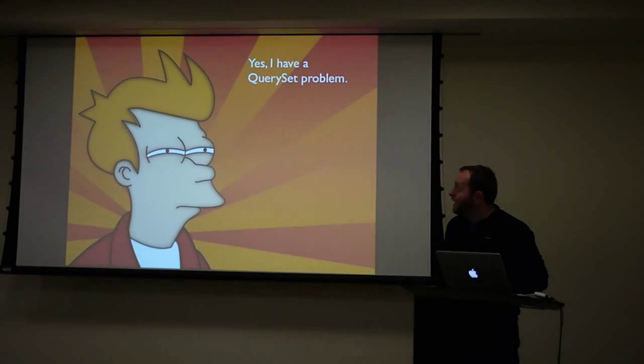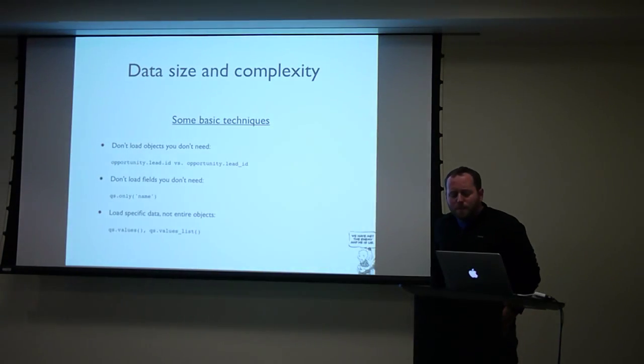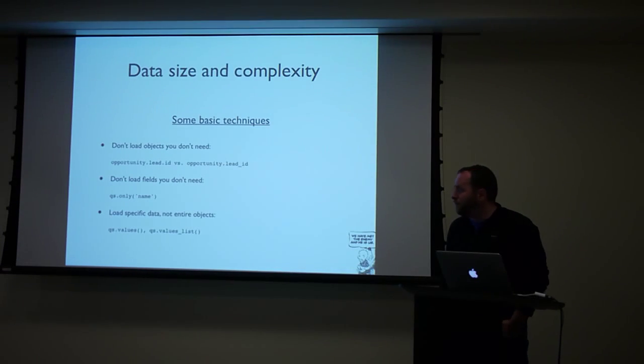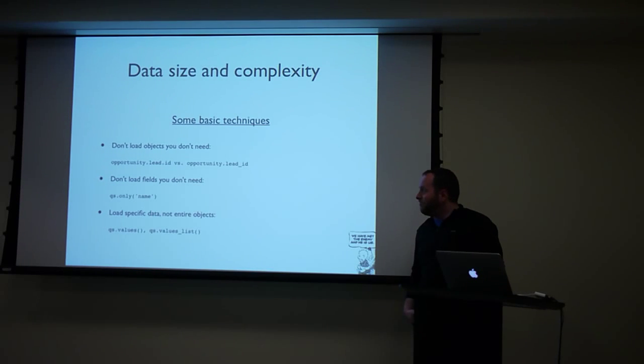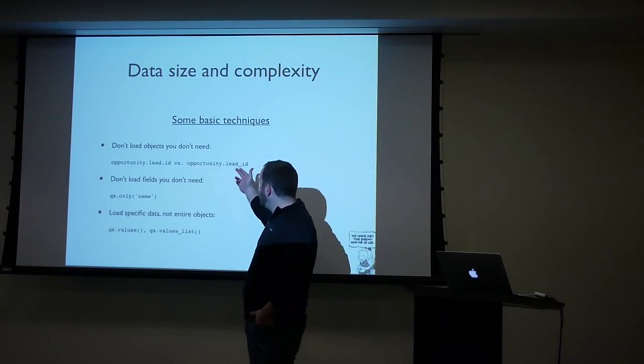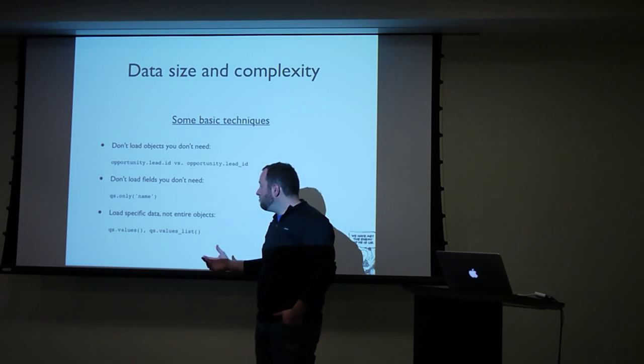So we're going to assume, yes, I have a query set problem, and we're going to talk about that. With any query, your enemies are data size and complexity. When I say query, it may be a single query, or multiple queries run over and over. Some basic techniques, very simple stuff: don't load objects you don't need. For instance, if you have an opportunity object and you want to get the lead ID, you already have it. You don't need to load the whole lead and then get the ID off that object. Simple practice.